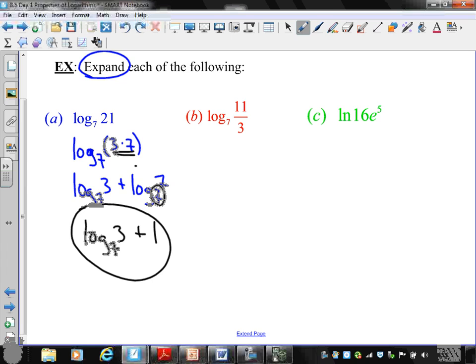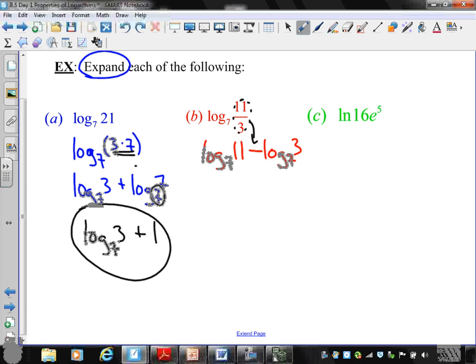Okay, so now let's look at the log of division this time. So I have division going on in my argument. So how does that change what I can do? Well, I can write this as the log of the numerator, 11 base 7, minus the log of 3 base 7. So again, the idea here is that the log of a division operation turns into subtraction.